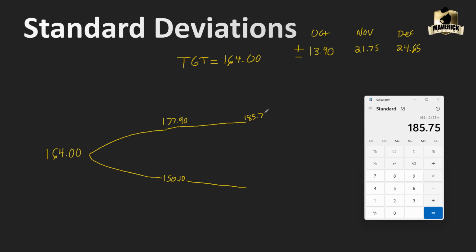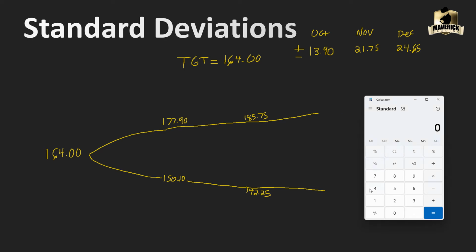185.75 is the top of any expected move between now and November, and 164 minus 21.75 would give us the bottom end of the range, 142.25. And then last but not least, this keeps expanding out, and we get the December numbers.